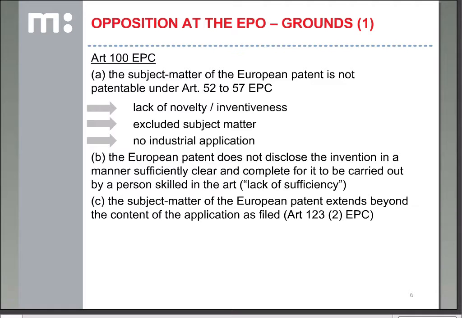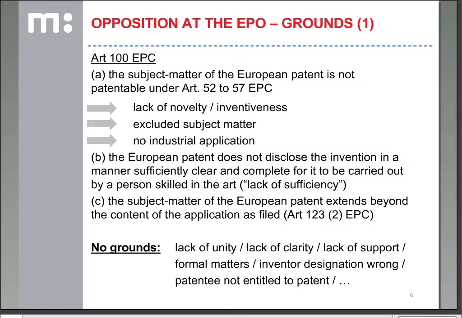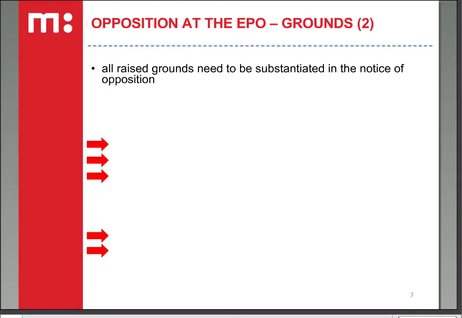Interestingly, these are the only grounds for opposition which can be used at the EPO. So no ground for opposition is a lack of unity, a lack of clarity, a lack of support, formal issues, a wrong inventor designation, or whether the patentee is not entitled to the patent. And all grounds which you raise in your notice of opposition, you need to really substantiate them.